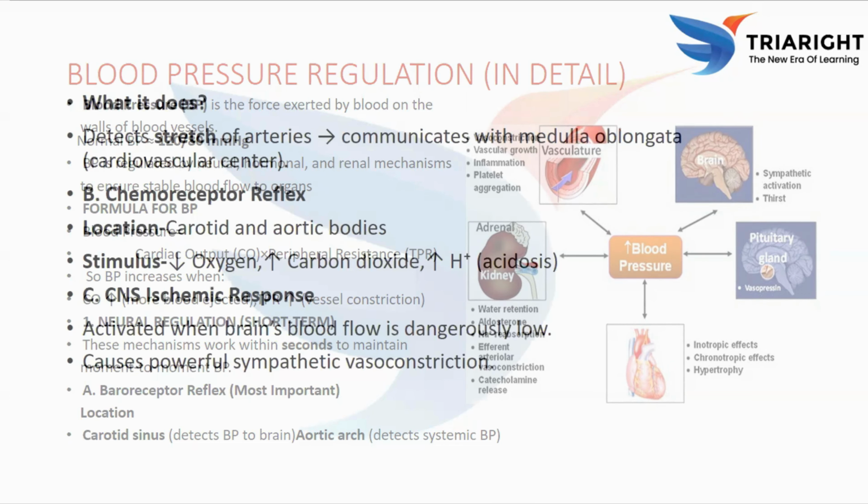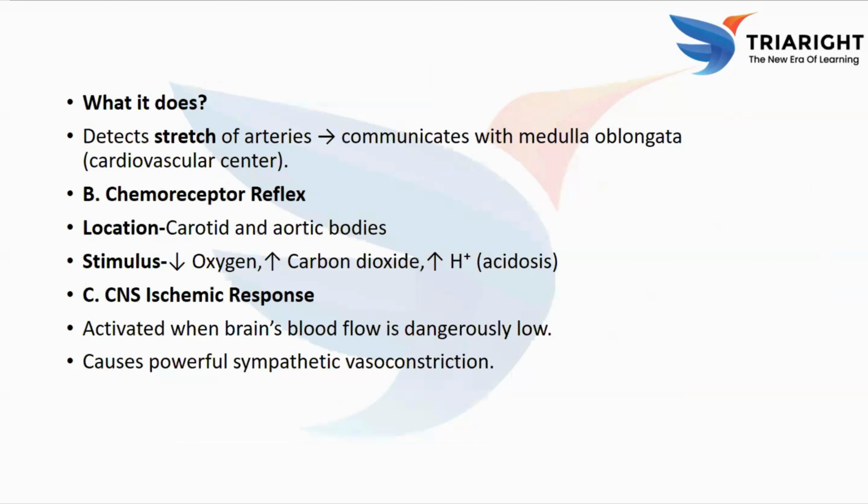So what do these baroreceptors do? Baroreceptors detect the stretch of arteries, like how much they expand when blood pressure rises. These receptors send signals to the medulla oblongata, which is a cardiovascular control center in the brain. The medulla then adjusts the heart rate, the strength of heart contraction, and also the blood vessel diameter. This is to increase or decrease the blood pressure as needed. So that was the baroreceptor, and now we'll talk about the chemoreceptor reflex.